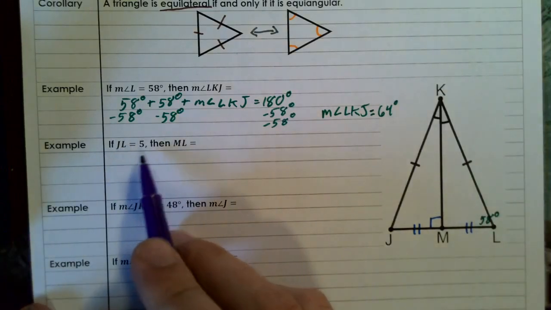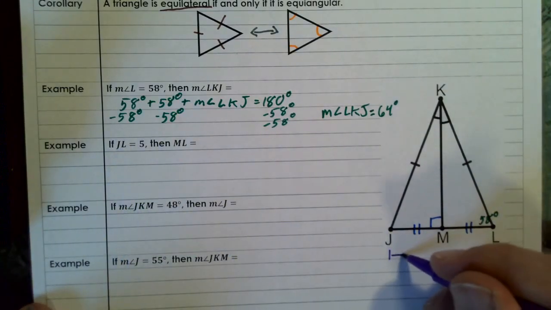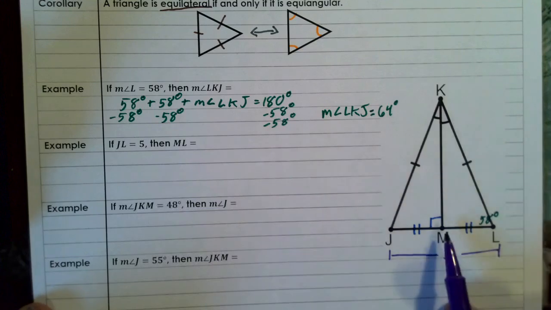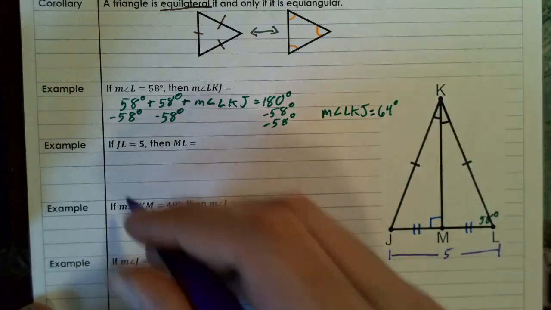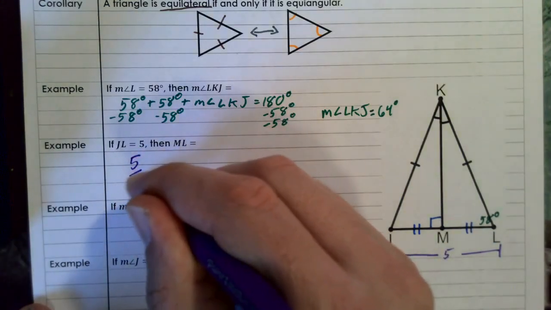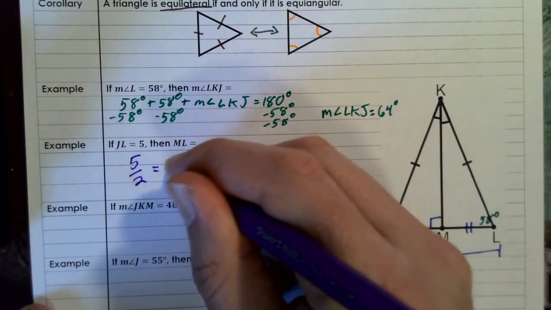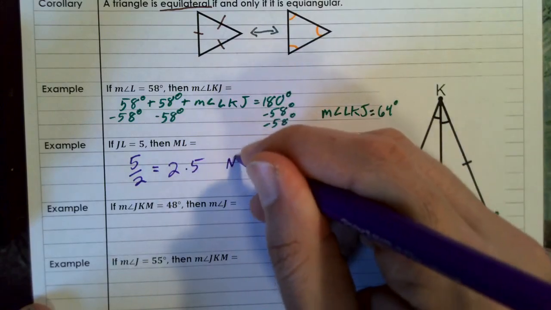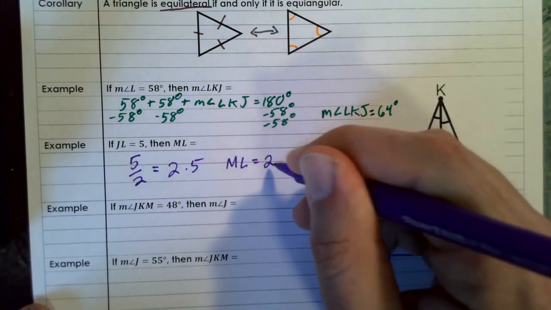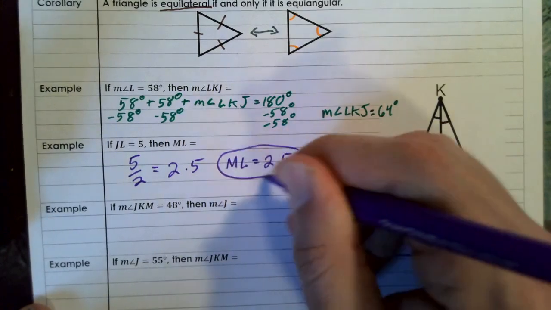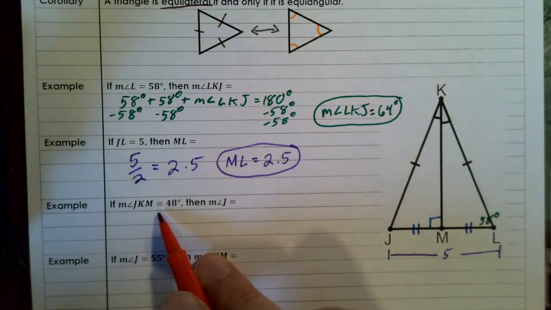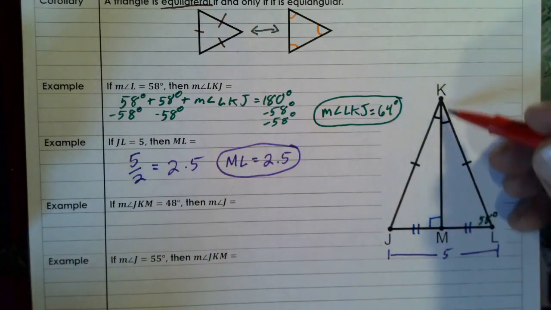If we know JL is 5, so if we know that this whole distance here is 5, then ML has got to be 5 cut in half. So it's got to be 5 divided by 2. So that is 2.5. So that means ML equals 2.5. Easy.